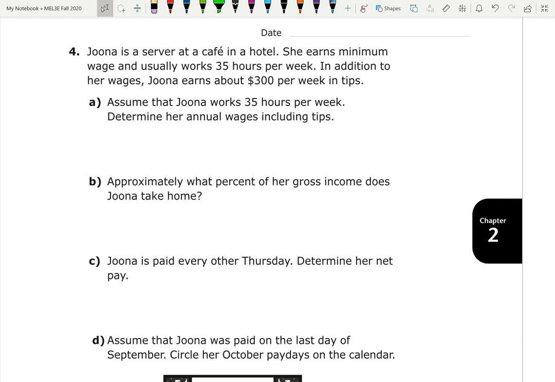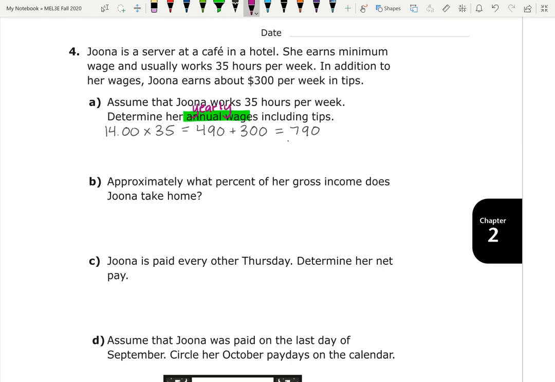So minimum wage currently in Ontario is $14 an hour. So I'm going to multiply that by 35 hours that she works a week, which is $490. And then on top of that, in a week, she gets $300 in tips. So that's a total of $790 a week. Now it's asking for her annual wage. So remember, that means yearly.